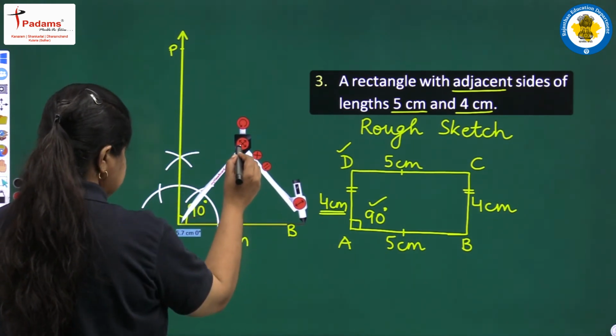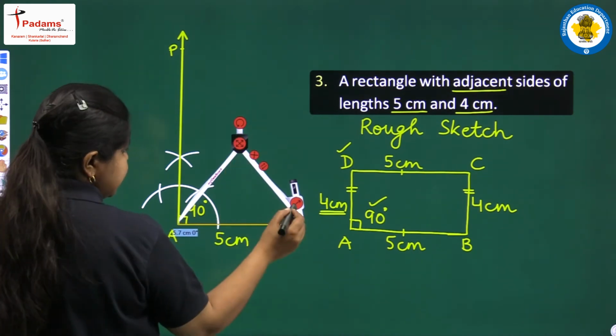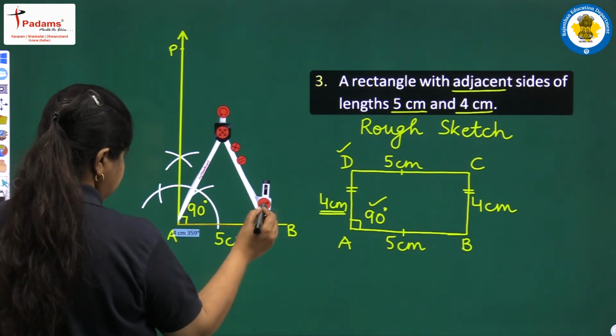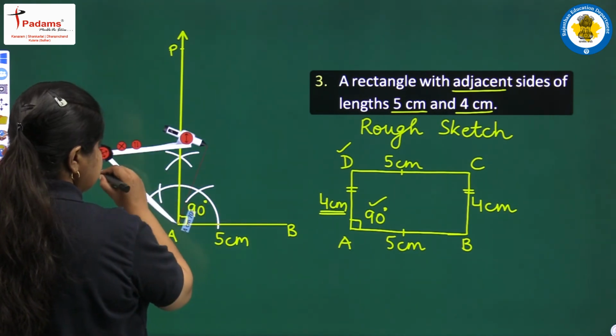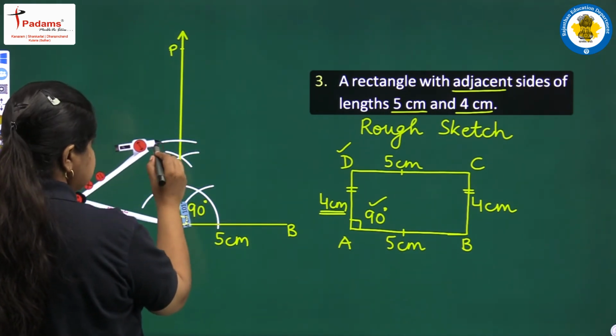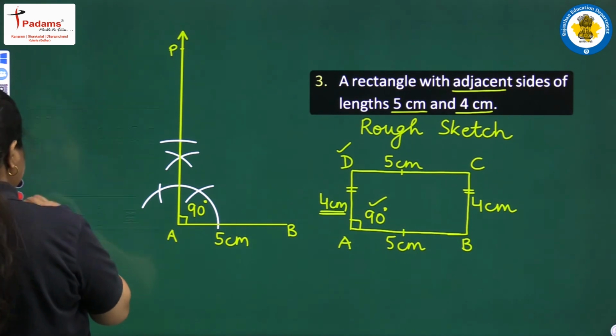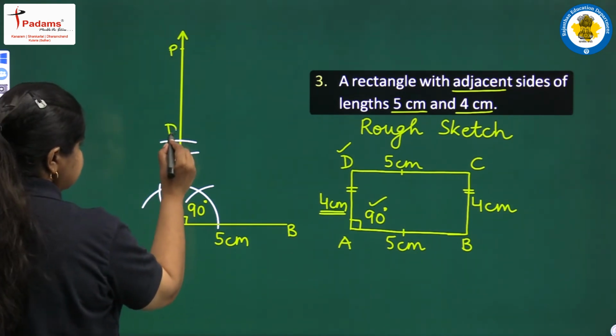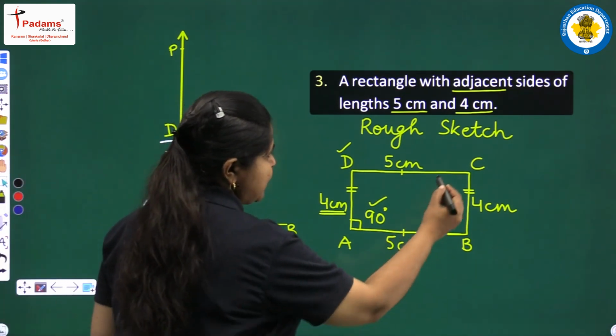On PA we will get this point D. Take the radius of 4, and now we will draw this arc. Yes, with this we get the point D here. Now we need to get this point C.